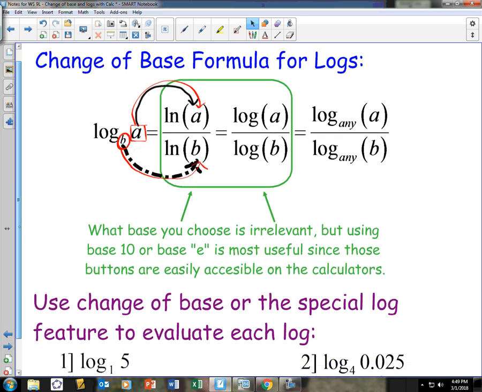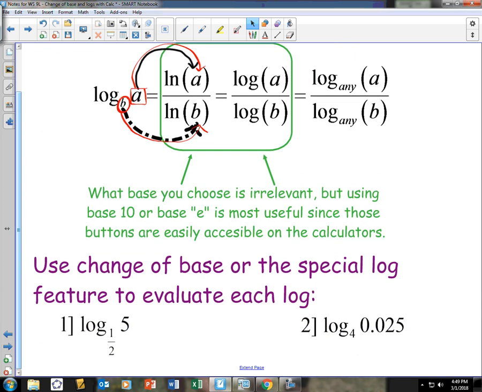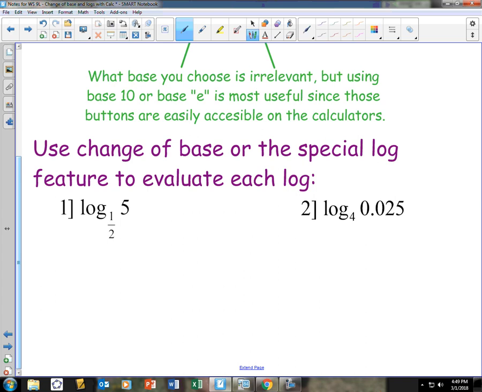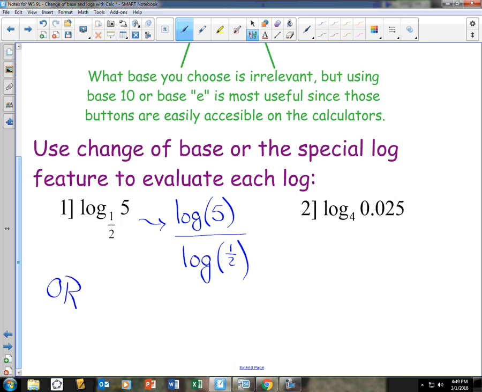So for this first problem, here's what we're going to do. This is actually exactly the same as 2 logs getting divided. All right, the log of the 1/2 goes on the bottom. The log of the 5 goes on the top. Or you could do the natural log of the 5 on the top and the natural log of the 1/2 on the bottom. And honestly, both of these are going to give you the exact same answer.